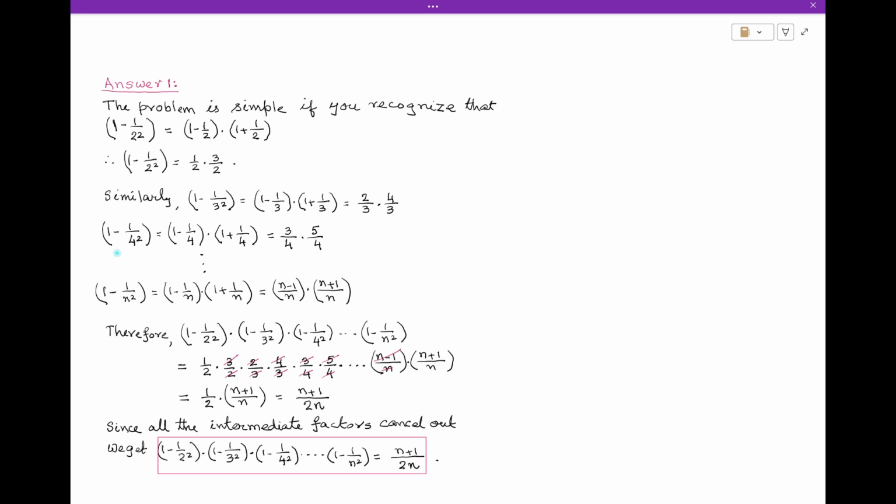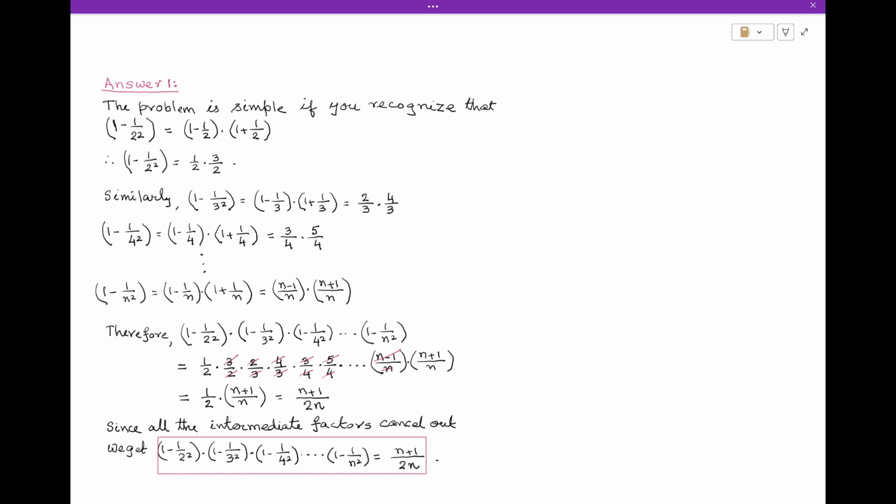1 minus 1 by 4 squared is equal to (1 minus 1 by 4) multiplied by (1 plus 1 by 4), and that is equal to 3 by 4 multiplied by 5 by 4. So on and so forth, until 1 minus 1 by n squared is equal to (1 minus 1 by n) multiplied by (1 plus 1 by n), and that is equal to (n minus 1) by n multiplied by (n plus 1) by n.